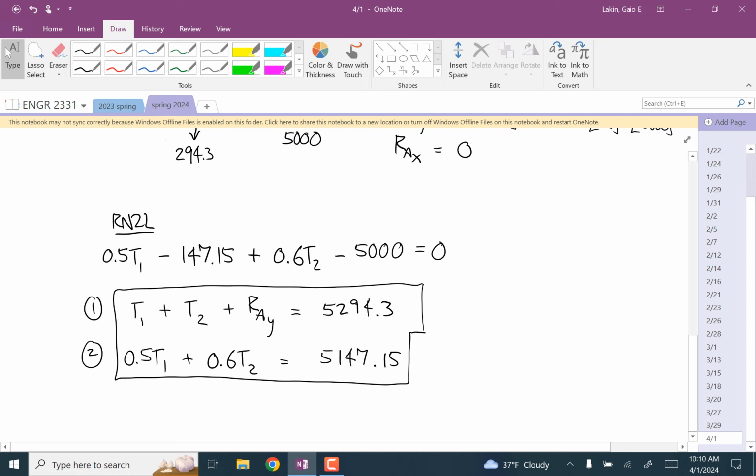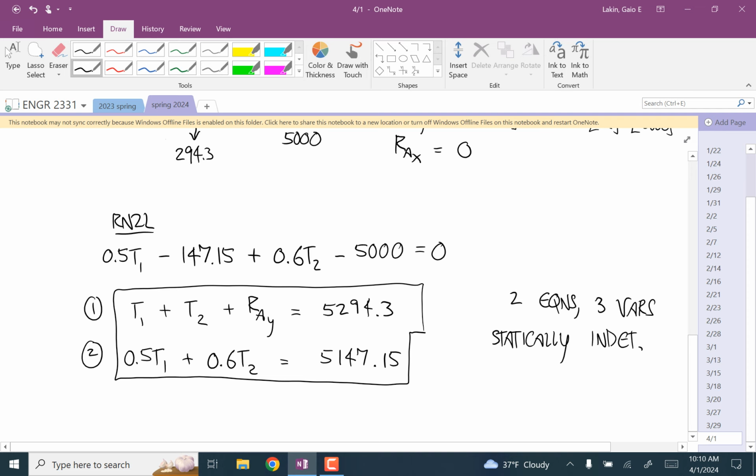Okay, now any questions? Well, can we solve this? No, we have two equations for 3 variables. So this is statically indeterminate. So is it better to just leave RAX out of it?